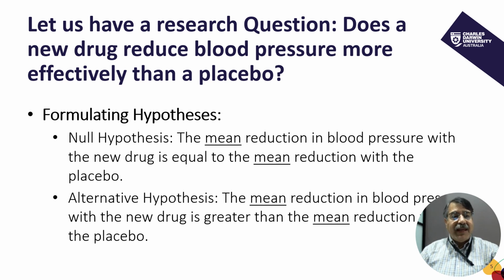So we can formulate our hypothesis in plain English. The mean reduction in blood pressure with the new drug is equal to the mean reduction with the placebo. Or alternatively, we can say the mean reduction in blood pressure with the new drug is greater than the mean reduction with the placebo.